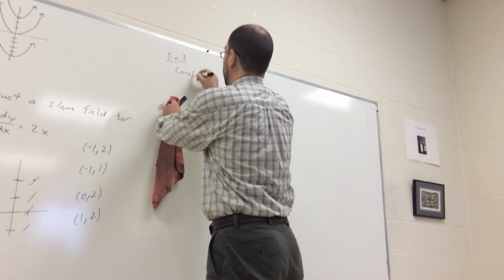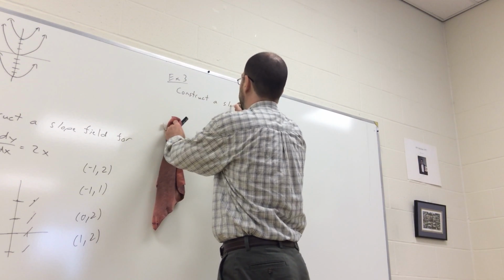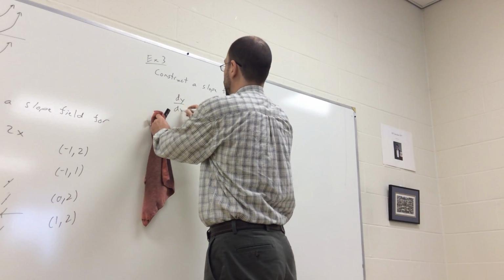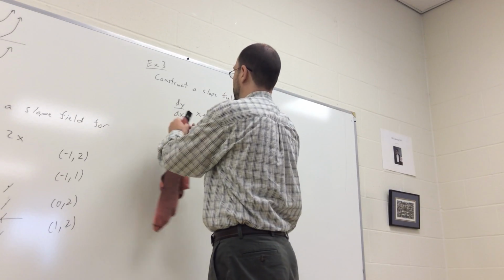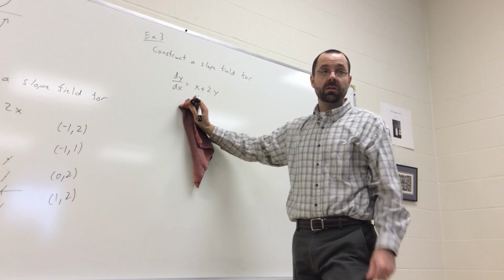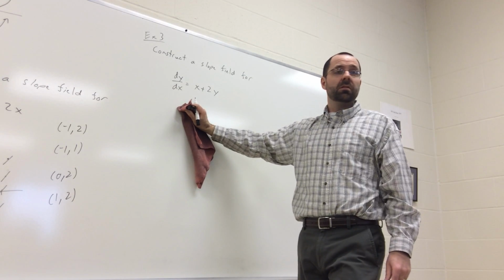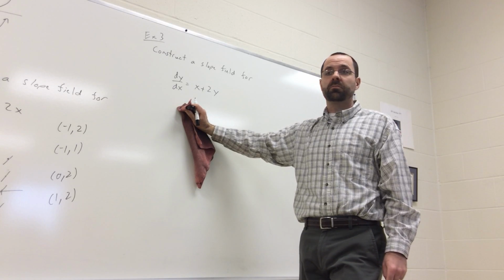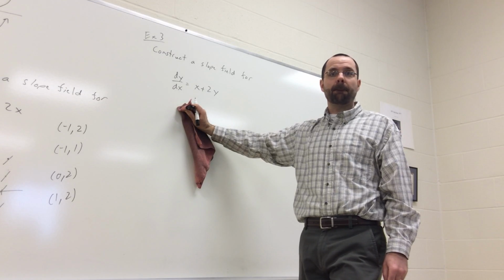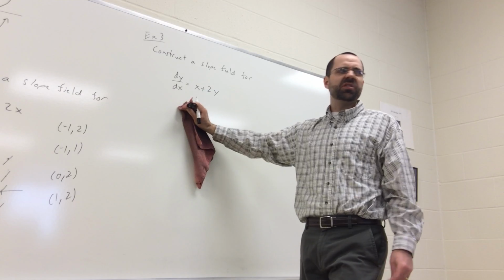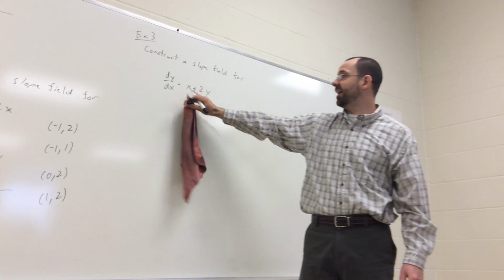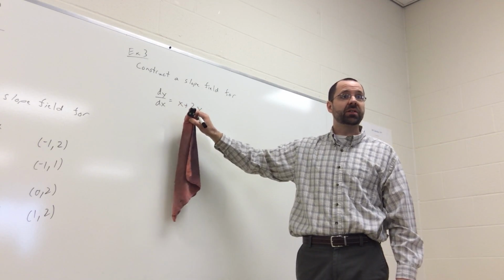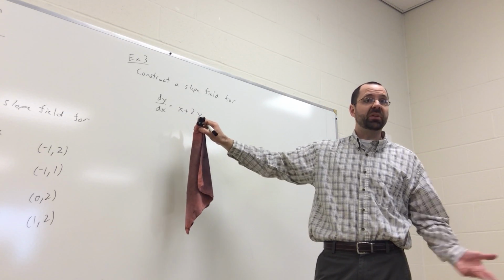Okay, now we're going to construct a slope field for dy/dx equals x plus 2y. So this is a little bit more complicated of a slope field because it's got an x and a y in it. And also, we don't really know how to take the antiderivative of this. So the only way to solve would be to make a slope field.